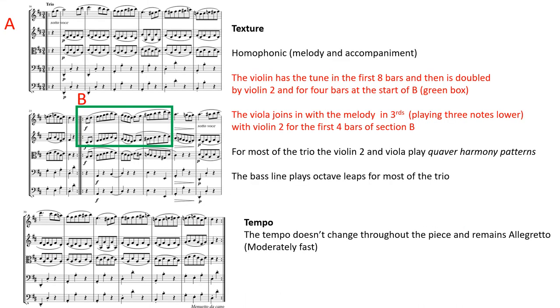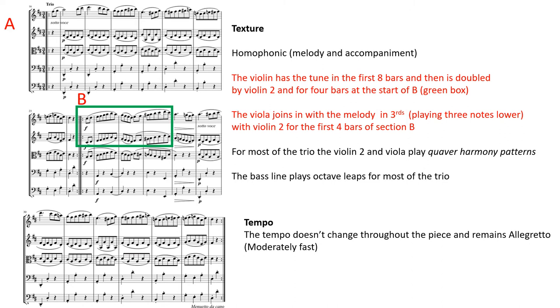The texture of the trio, keeping in with the classical style of the piece, is also homophonic like the minuet. This means it has a melody and an accompaniment part. The violin has the tune in the first 8 bars, but then it is joined and doubled by violin 2 for the first 4 bars at the start of B, which is highlighted in the green box. Again, they are playing in octaves or 8 notes apart.